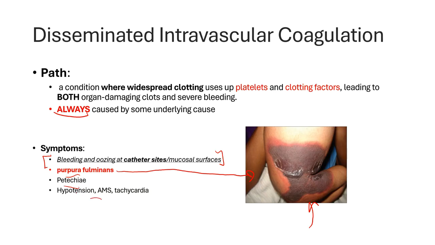Petechiae, which are typically seen in thrombocytopenia, hypotension, and tachycardia, due to this widespread bleeding and formation of clots, you can form all these symptoms. But definitely look for these two things on test day, which are going to scream DIC.